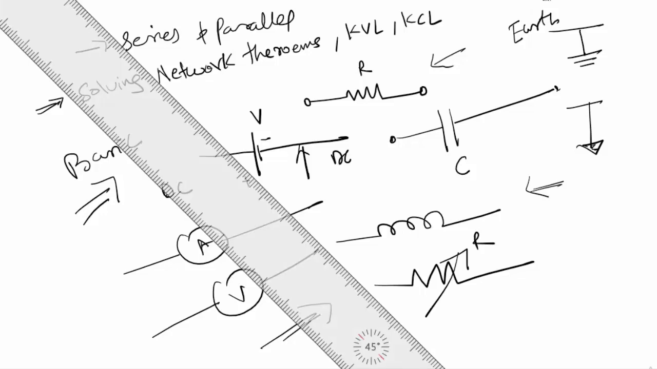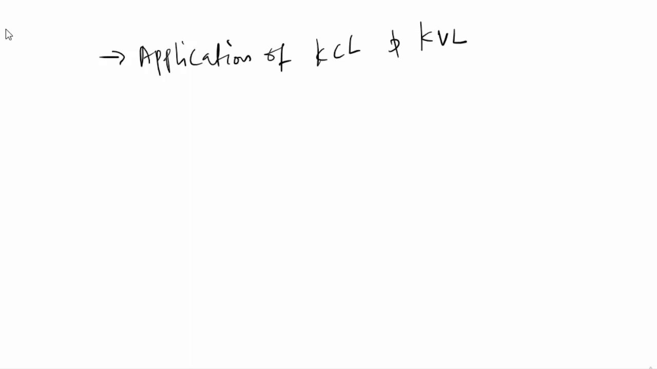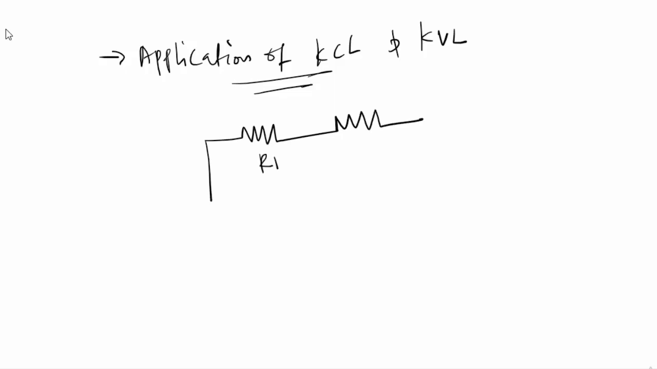So the next step is what I will call the application of KCL and KVL. KCL is very simple to apply, and we have seen that previously, and now I will just simply show you how to apply KVL in a circuit. So if I am having a simple circuit here, I am taking the case where there are R1 and R2, two resistances, and you are having a voltage V.